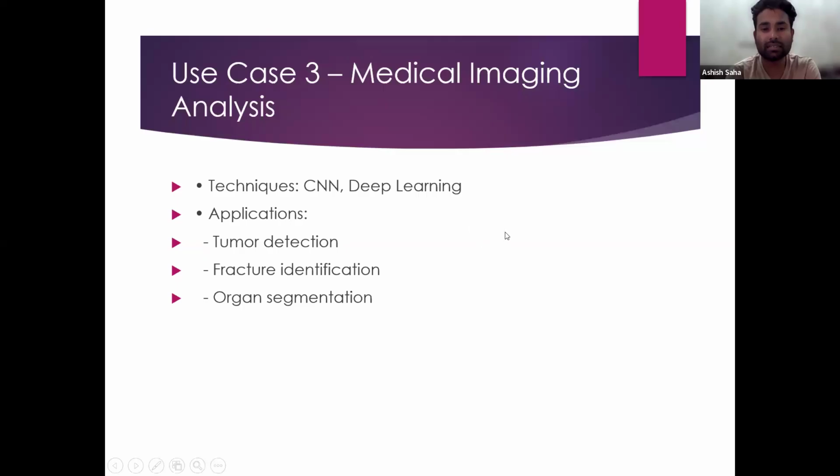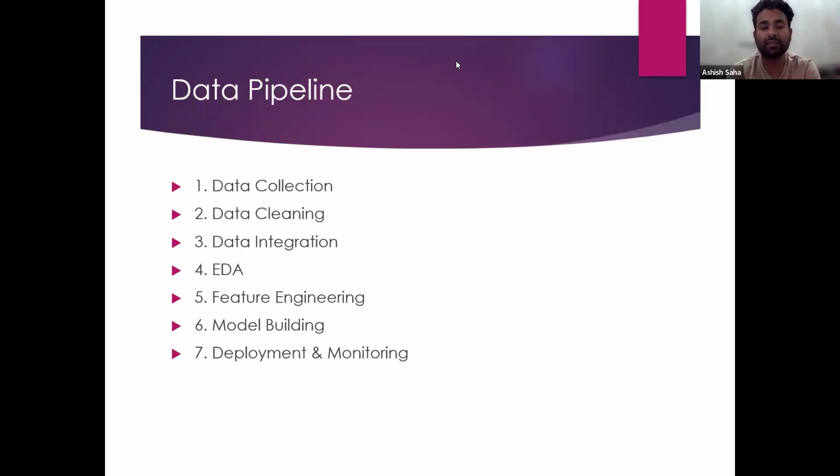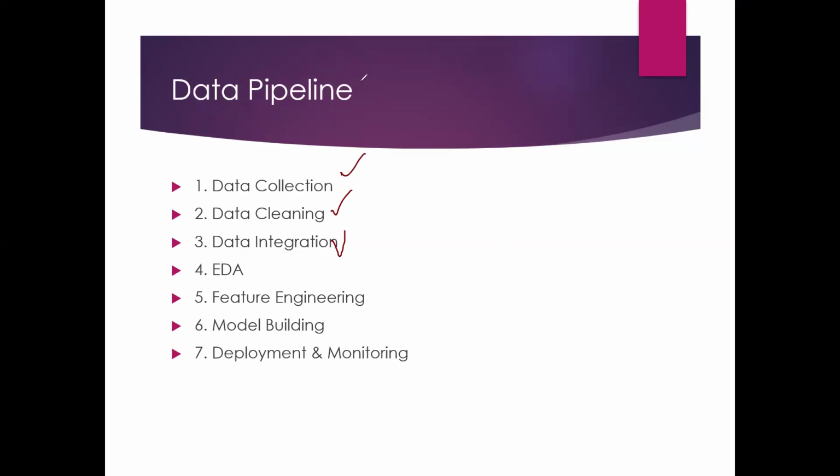The next one is that, to create an AI model, we need to follow some steps, and those steps are called the data pipeline. Now let's come to what the data pipeline steps are. In the data pipeline, we have to follow some steps to make an AI model. First one is data collection. Second one is data cleaning. Third one is data integration.